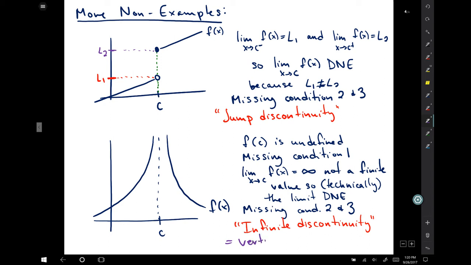So the term infinite discontinuity is actually synonymous with vertical asymptote. It's just specific to when we're talking about discontinuities. So that is the idea behind continuity, and the best way to understand continuity is to actually understand what happens when you have discontinuities, when the conditions for continuity fail.